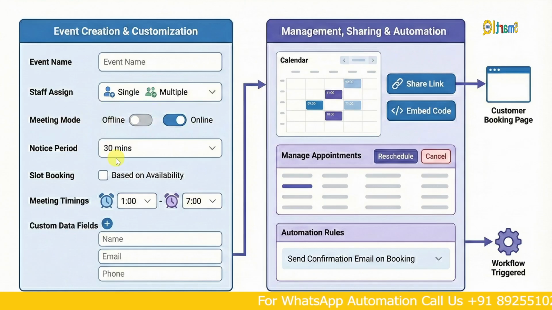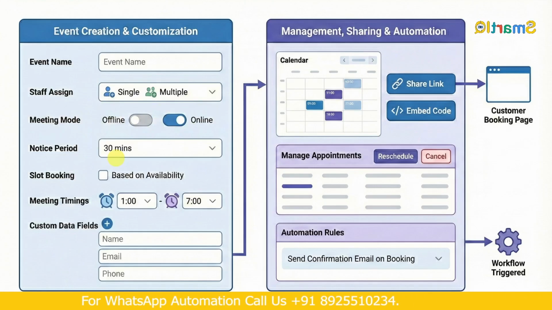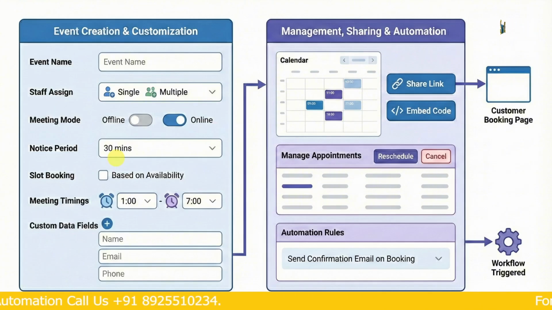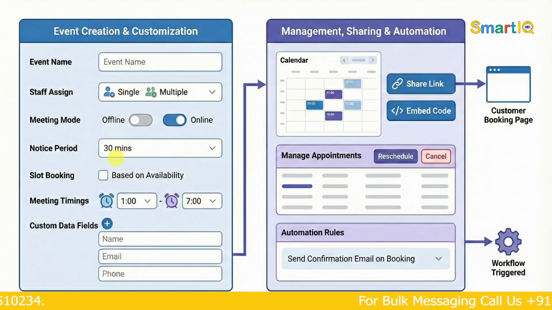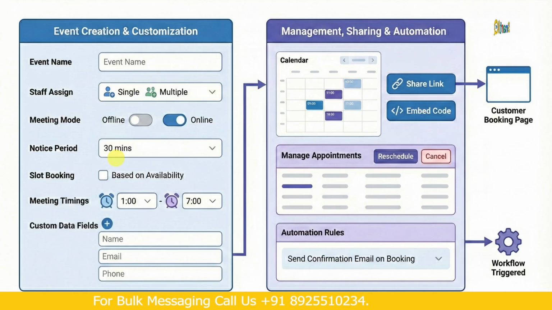Notice period, now I've set it as 30 minutes. What does that mean? Suppose my total meeting time is 30 minutes. Say there's a booking slot from 11 to 11:30. Then there will be a 30-minute gap in between. So after 11:30 to 12, there won't be a slot. Only from 12 to 12:30 will be available. So the break time in between is the 30 minutes notice period, okay?